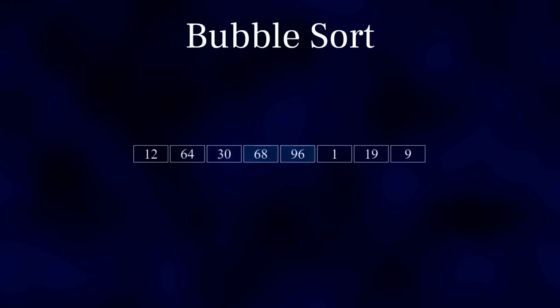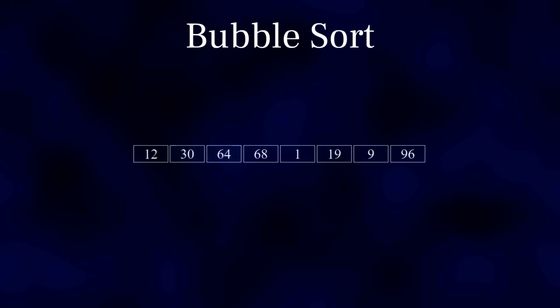One possible approach is to take each number, compare it to the next in the array, and swap the numbers if the second number is smaller than the first. This method is called bubble sort because with each pass through the array, the largest unsorted element bubbles up to its correct position, much like a bubble rising to the surface.